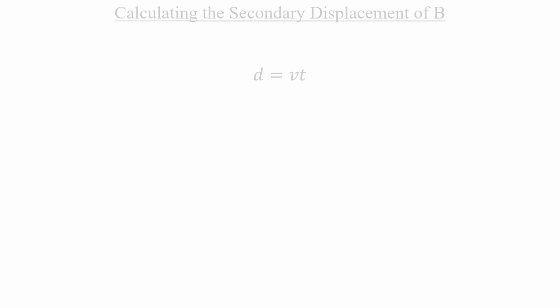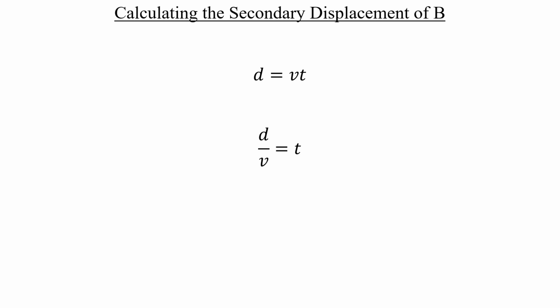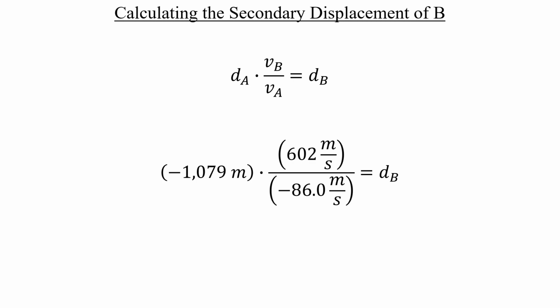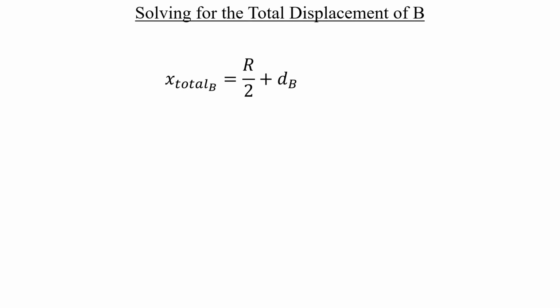For the secondary displacement, we can use another simple relation between distance, velocity, and time. Let's divide both sides by velocity. We don't directly know the time it takes for both fragments to hit the ground, but we were told that they hit the ground at the same time. So this means the ratio of distance to velocity for A and B are equal to each other, and we can set that up like this. Let's use this expression and multiply both sides by the velocity of B to get the distance of B after the explosion happens. Plug in the numbers and stick it into a calculator, and you should get exactly 7,553 meters.